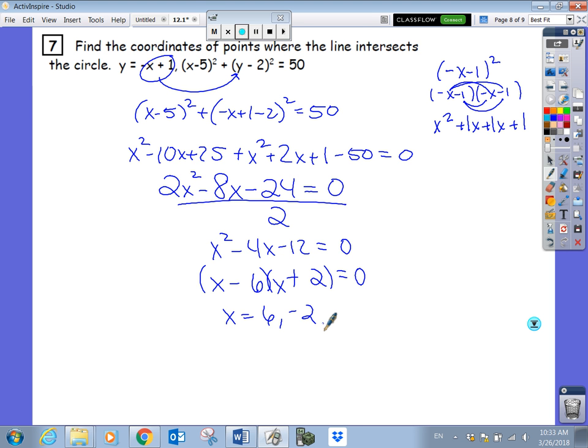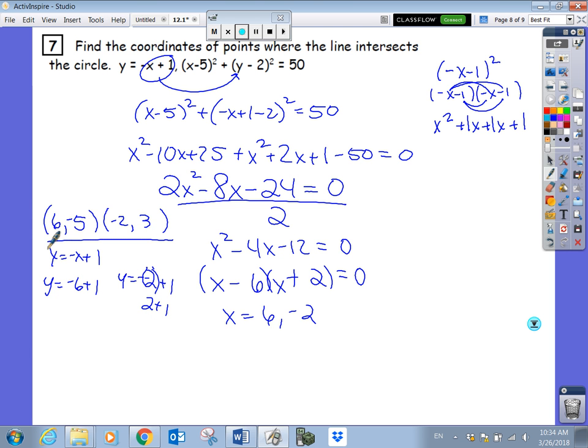That is not the answer. Okay, that means we have two answers. Those are the x values. So now we have 6 something and negative 2 something. You plug that back into the original problem. If you can do that in your head, terrific. If not, y equals negative x plus 1. Y equals negative 6 plus 1, which is negative 5. Same thing here. Y equals negative negative 2 plus 1, so that's equal to 2 plus 1, which is 3. And there are your two answers.